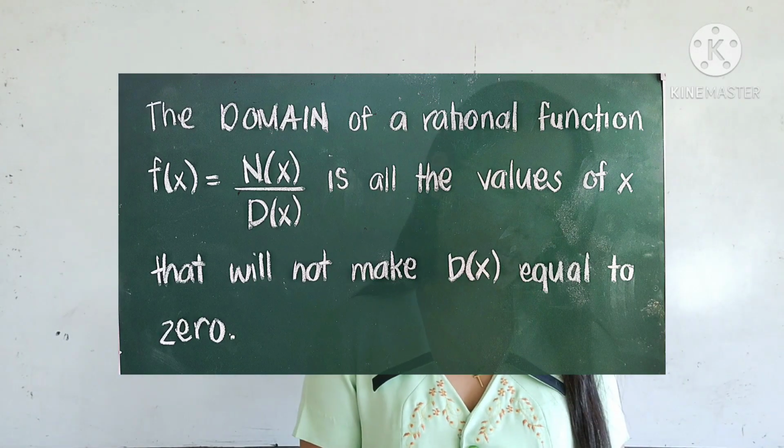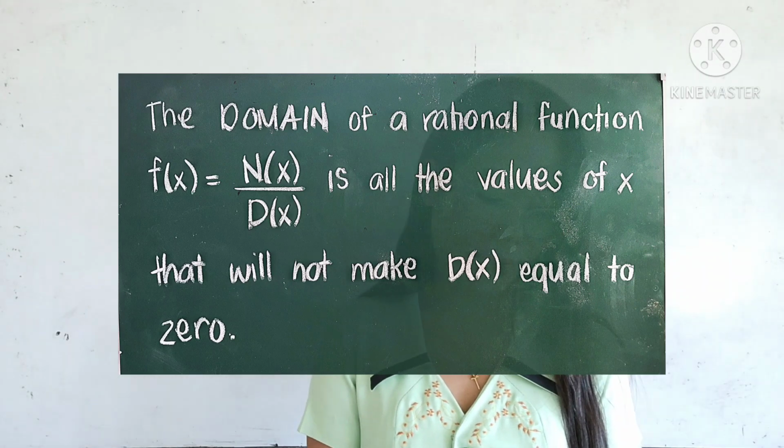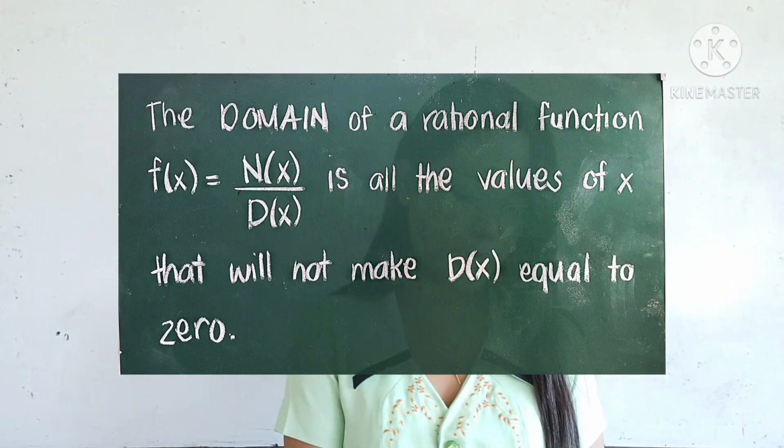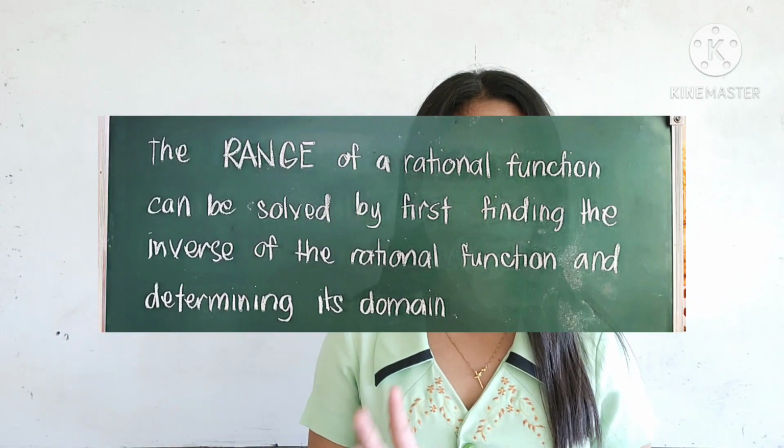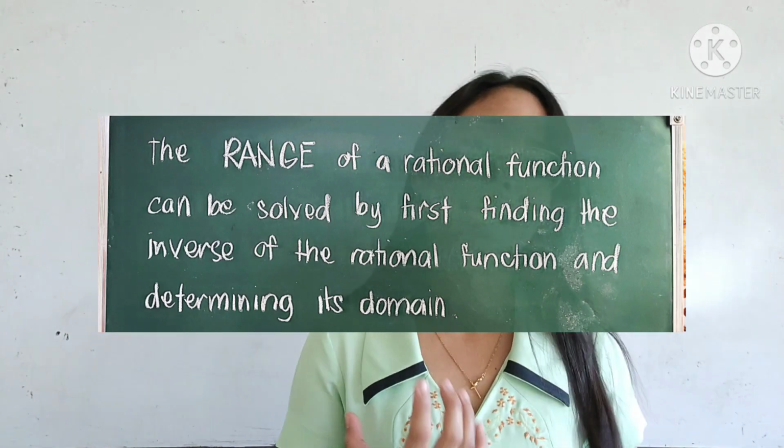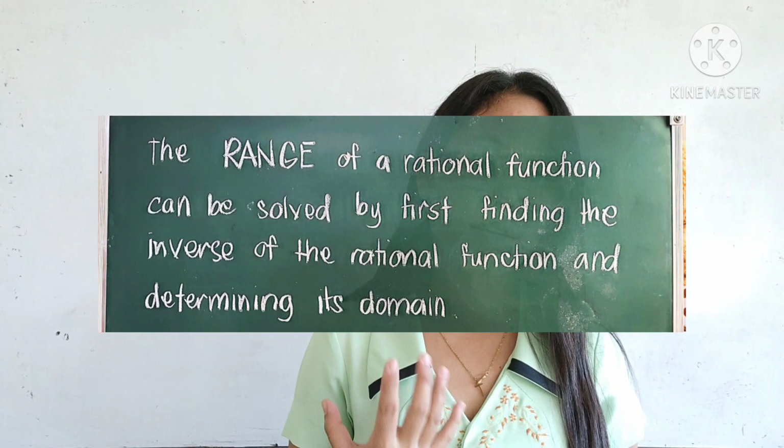Now let's talk about the domain of a rational function. The domain of a rational function f(x) = n(x)/d(x) is the set of all values of x that will not make d(x) equal to 0. All those values that will make d(x), or the denominator, equal to 0 are the restrictions in our domain. For the range, we can find the range of a rational function by first getting the inverse of the given original function, and secondly, identifying its domain, because the domain of the inverse of a rational function is the range of the original function.